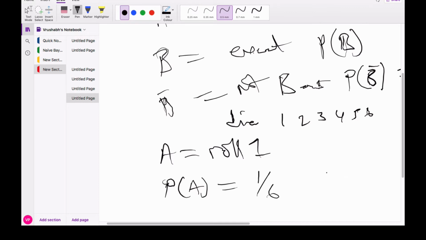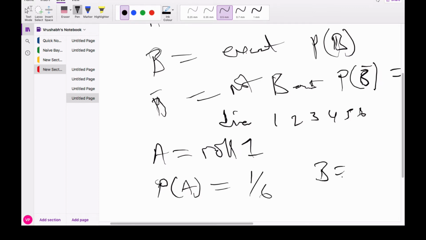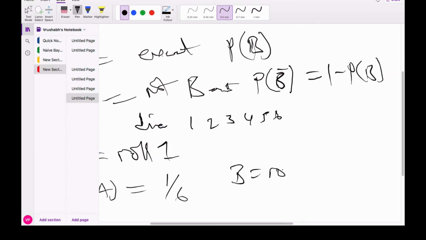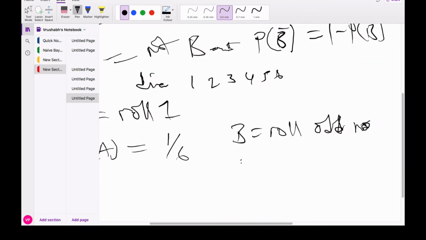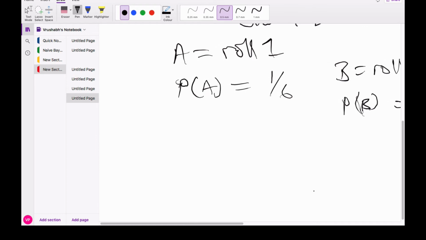Then if we take B to be, say, rolling an odd number, let's take it that way. If we do it that way, then the probability of B is going to give you, we have 1, 2, 3, 3 odd numbers, so it's going to give you 3 out of the total 6. Okay, so this is basically 1 over 2. All right, so this is what we have.